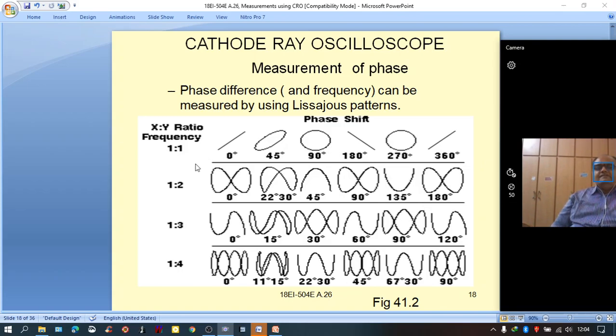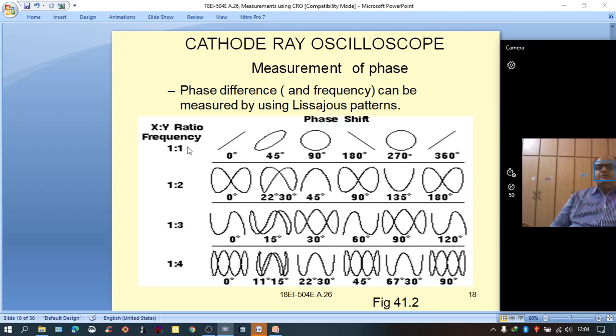Just see here, this is how the Lissajous pattern appears on the CRO screen when both signals applied to X channel and Y channel are having the same frequency.